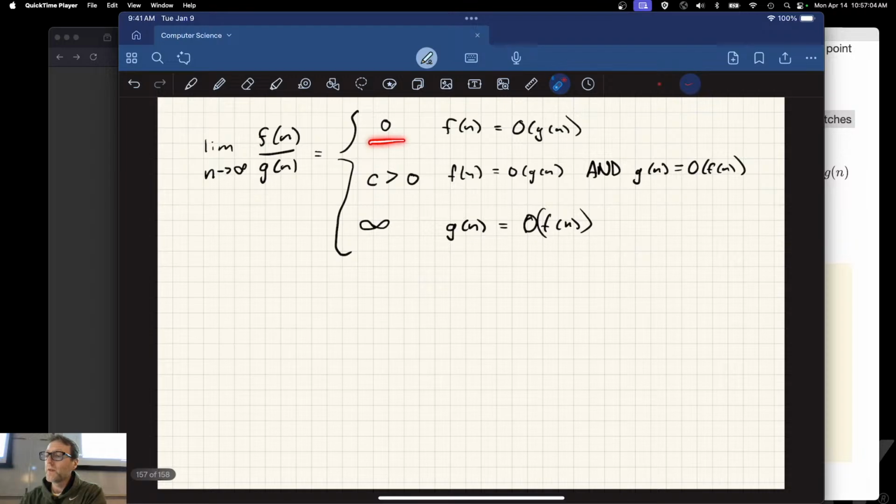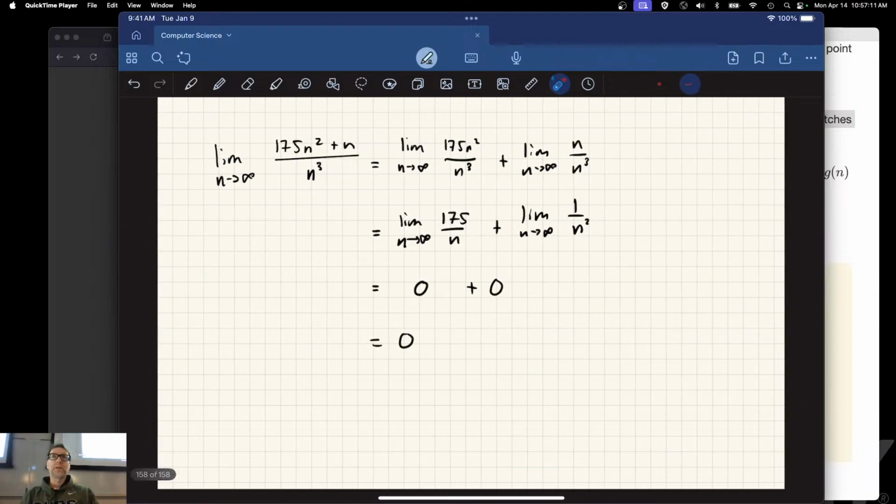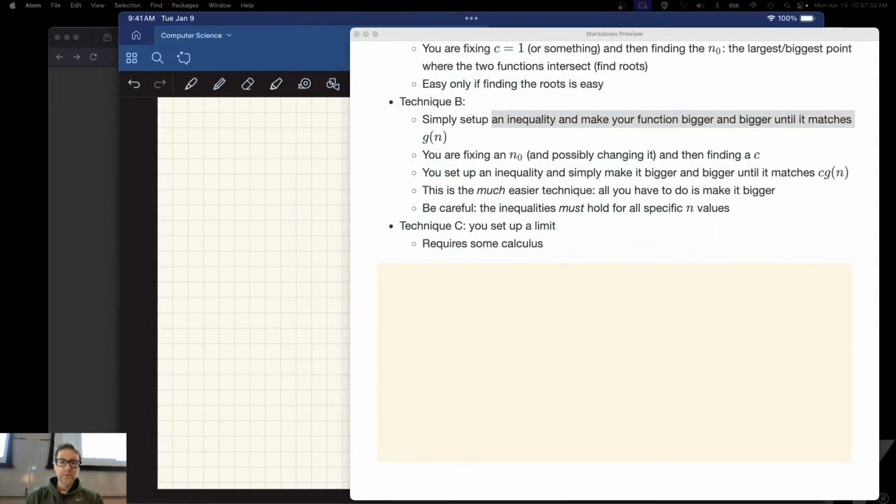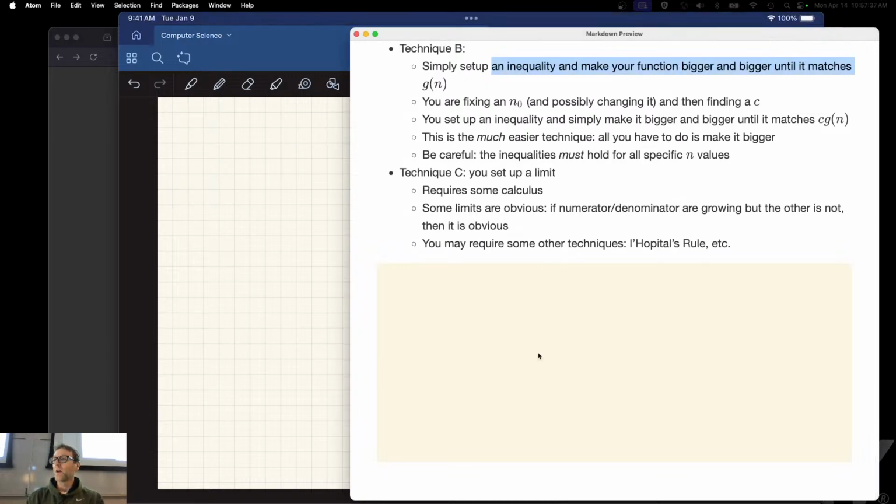By this theorem here, that means that f of n is order g of n, just as we've proved now 3 times. That's the limit method. And as long as you've got some calculus under your belt, that's going to be way easier, because you can use a whole different set of tools, like L'Hopital's rule, and any sort of information you can use about first derivatives and stuff like that. All right, so that is if you've got calculus. Some limits are obvious. Using some other techniques like L'Hopital's rule, et cetera, you can bring those to bear.